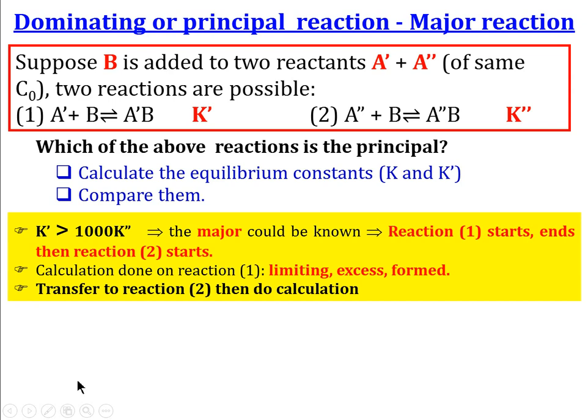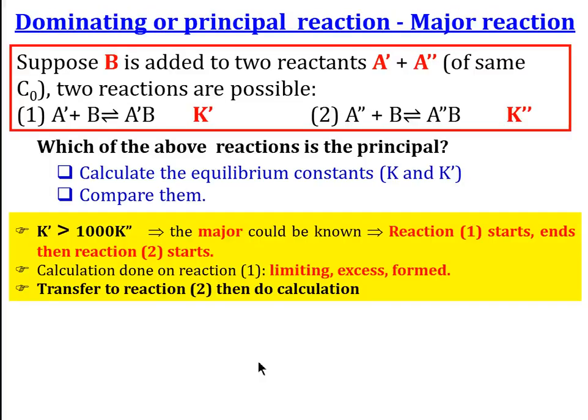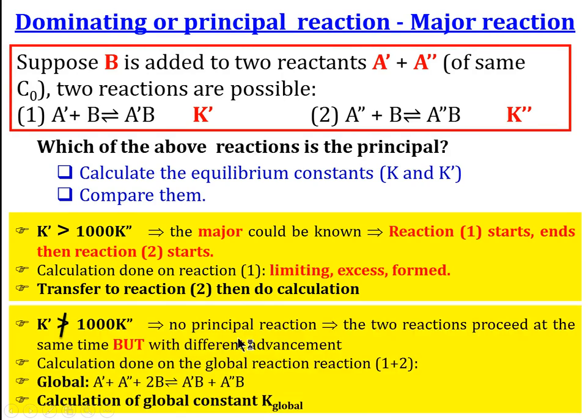If K' is not 1,000 times greater than K'', in this case we could not know the principal reaction. The two reactions proceed at the same time, but with different advancement, because K' is different from K''.